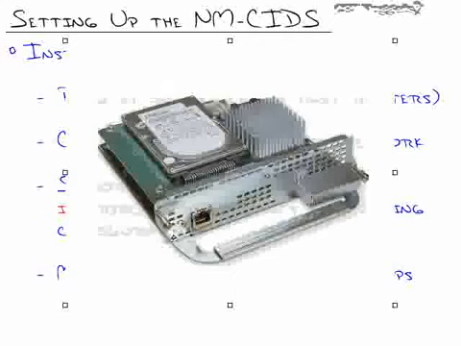Now if they happen to be in the same room, which is pretty rare, you can use a crossover cable. But otherwise, just go ahead and slam that thing into a switch with a straight through Ethernet cable.